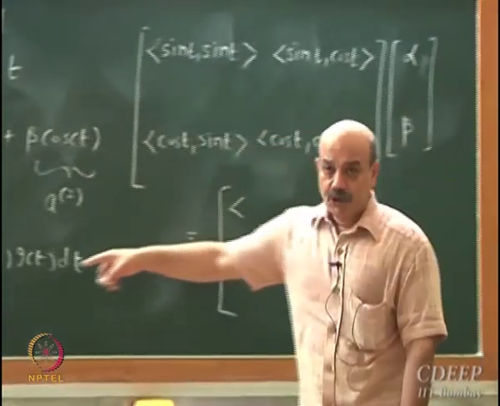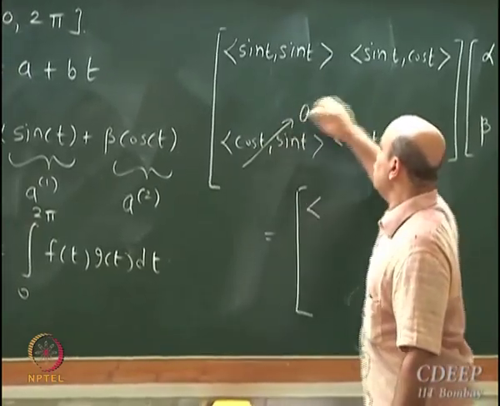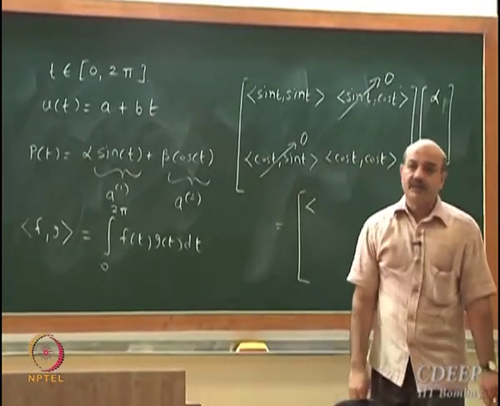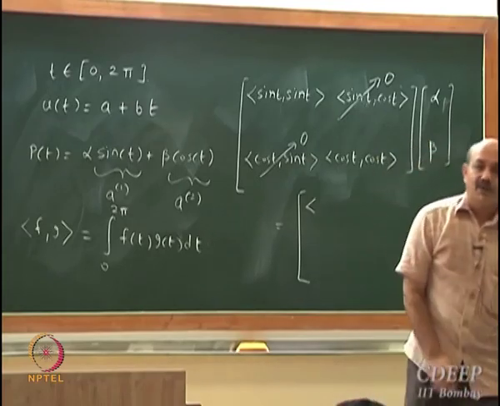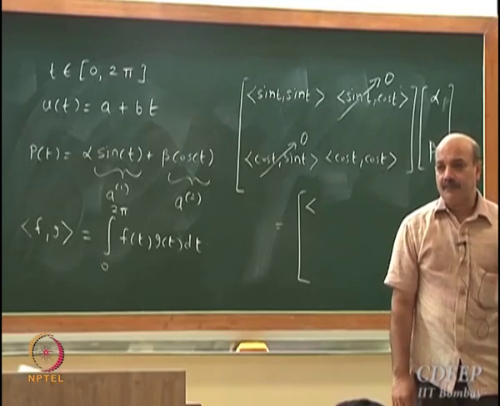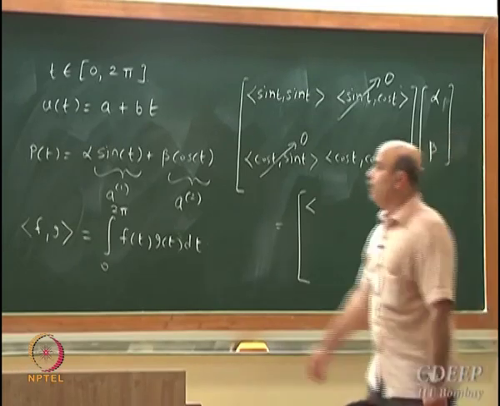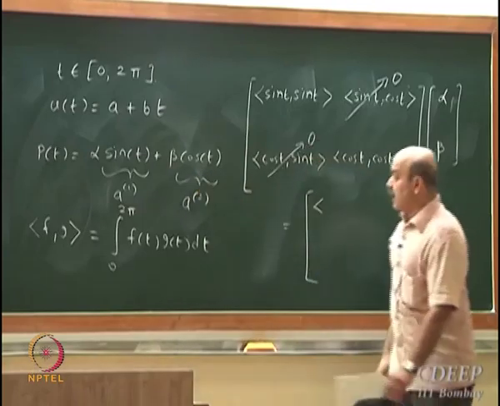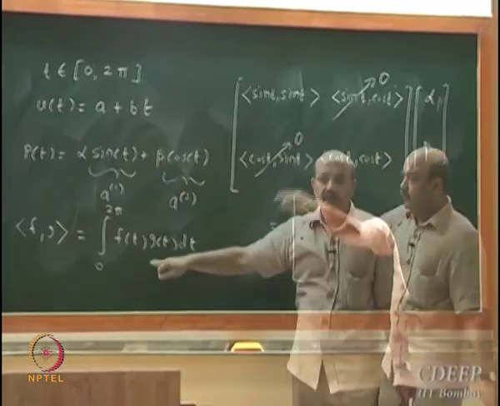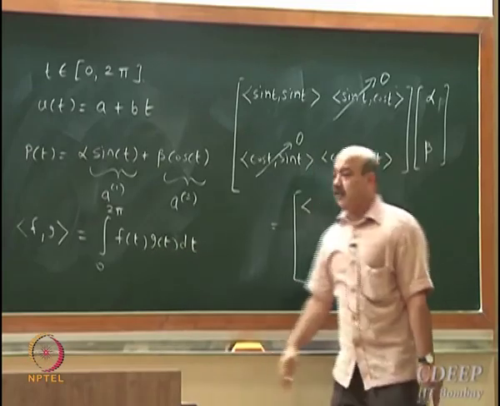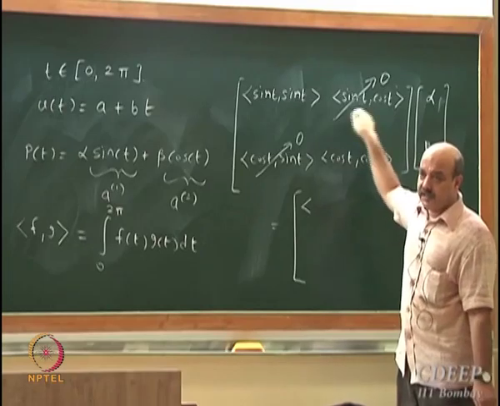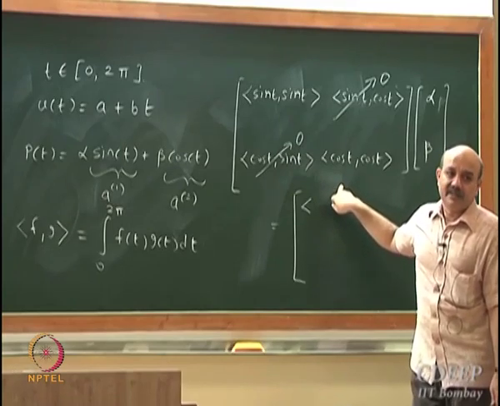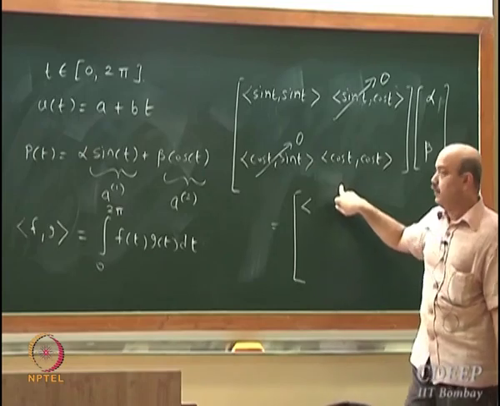So now we know that over 0 to 2 pi, sine and cos are orthogonal. So this is 0, this is 0. If you notice, what we are actually deriving are the first two coefficients of the Fourier series. I am doing a Fourier series expansion of u(t) in terms of sine and cos. The nice property of sine and cos over 0 to 2 pi with this as my inner product is that they are orthogonal. I get a diagonal matrix. Solving for this diagonal matrix is very, very easy.